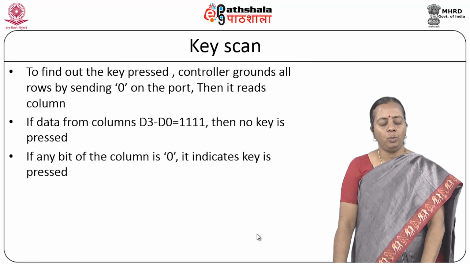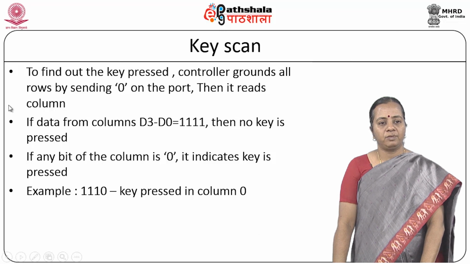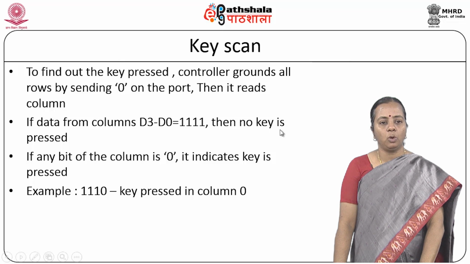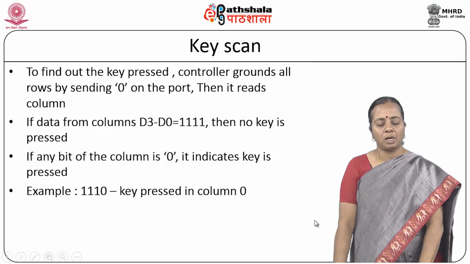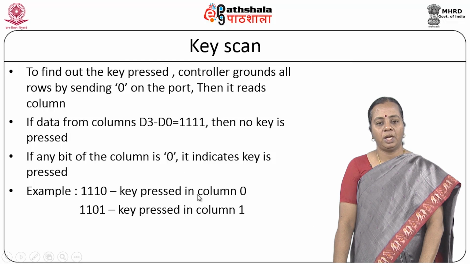So, key scan, how will we be doing it? The key scan is, if a key is pressed, the controller grounds all the rows by sending a 0 to the port, then it reads the columns. If the data from the columns D0 to D3 is 1111, then no key is pressed. If any one bit is 0, then it indicates that one of the keys is pressed, so that the voltage is grounded through that particular key press short, so that I am getting a 0 over there. For example, if I am getting 1110, then column 0 is pressed. If I am getting 1101, then column 1 is pressed.